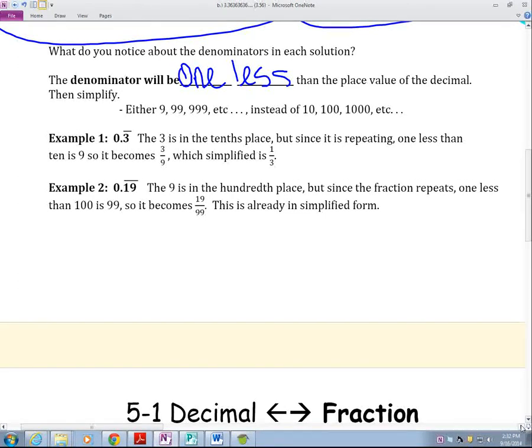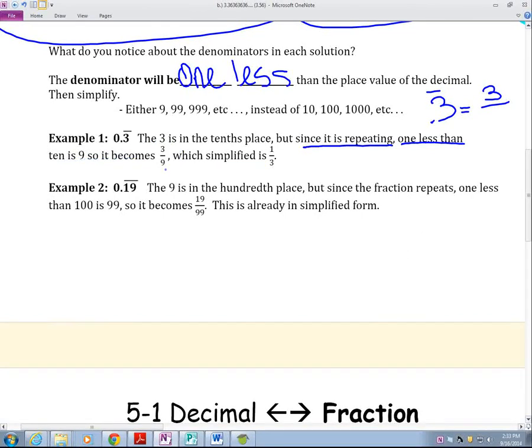For example, number 1, 0.3 repeating. The 3 is in the tenths place. So if it was just this, we could have 3/10. But it isn't just 3, it's 3 repeating. So that can't be it. But since it is repeating, 1 less than the 10 is 9. So it becomes 3/9, which simplifies to 1/3.